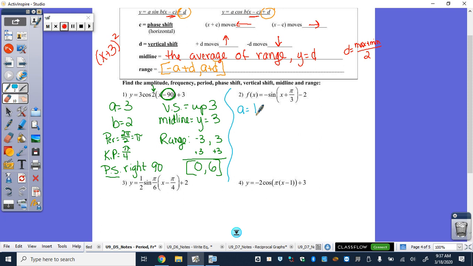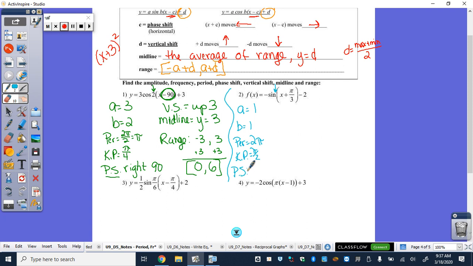So our amplitude is 1. We got that negative sign there, but that doesn't affect the amplitude. Remember, the amplitude is always positive. My B value is a 1 right there in front of the parentheses. Again, there's nothing there, so that means it's a 1. So my period would be 2 pi over 1, so just simply 2 pi. So that means this is a standard period. Key points would be every pi over 2. Because if I did 2 pi divided by 4, it would simplify to pi over 2.